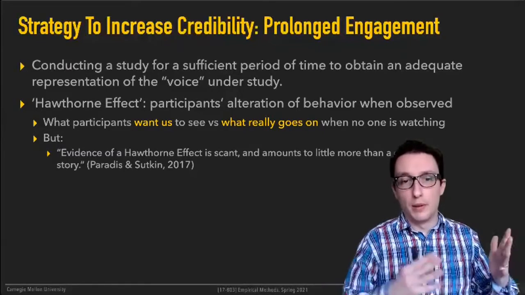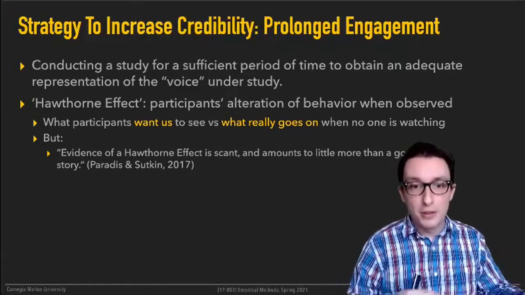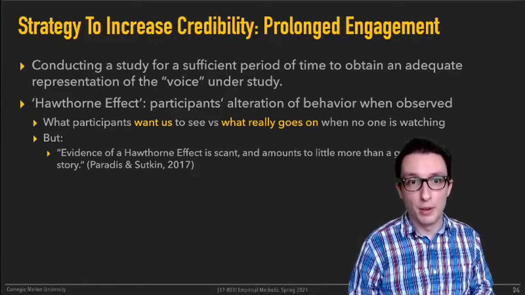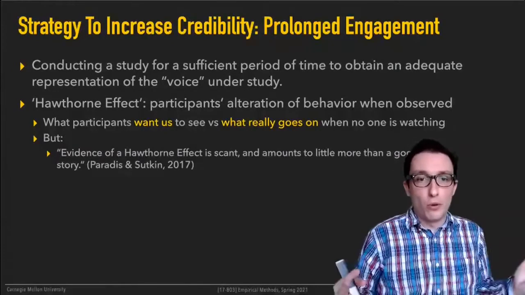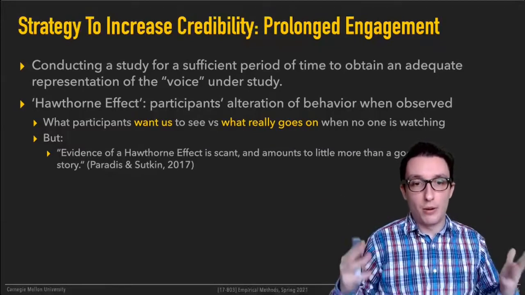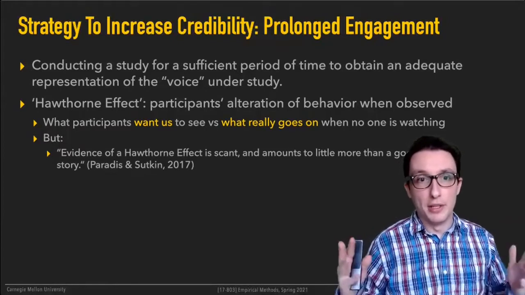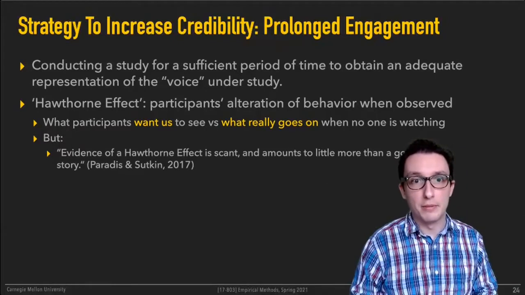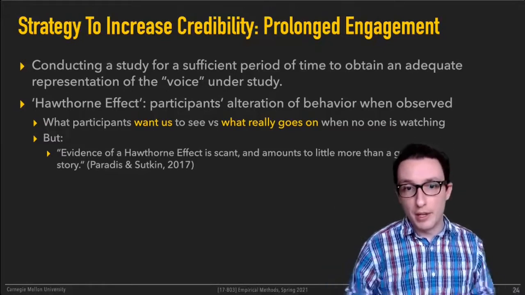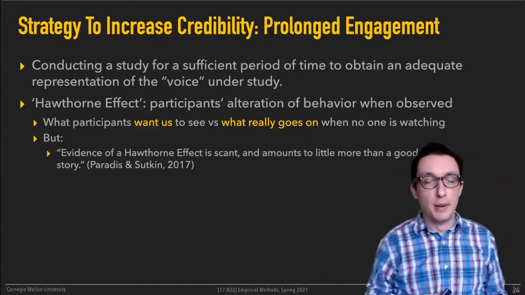It's sort of the distinction between what the participants want us to see versus what's really going on when no one is watching. So one way to think about this, right? Of course, when you ask them how frequently, if at all, people pick their noses, they're going to say, oh, we never do this. They'll be shameful or something, right? And maybe they do that a lot when no one's watching. Who knows? Okay, so that's sort of the idea.